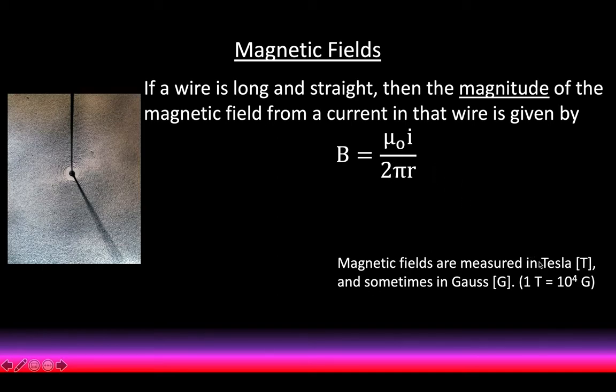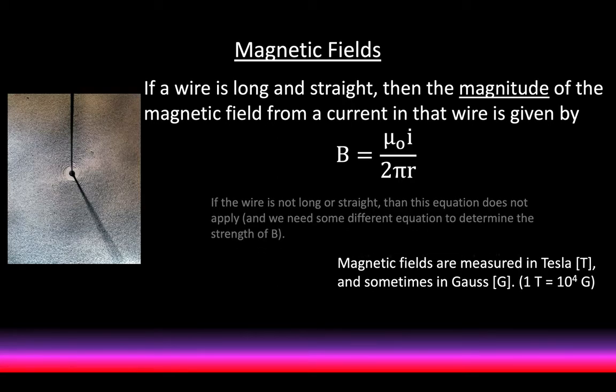So magnetic fields are measured in Tesla. 1 Tesla is the SI unit of magnetic field. Sometimes they're also measured in Gauss. I'll always work in Tesla. Whenever you're doing a calculation, you should always be working in Tesla. But sometimes the book will use Gauss as well. I will only use Tesla for exams. That's the common one to be used.